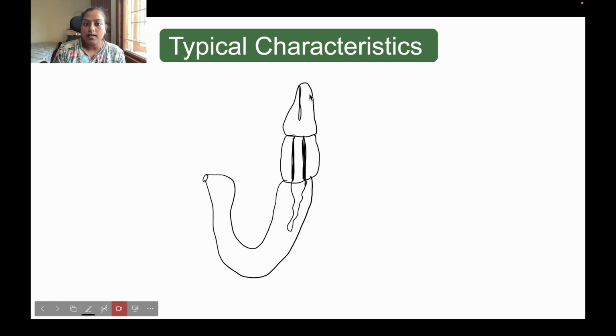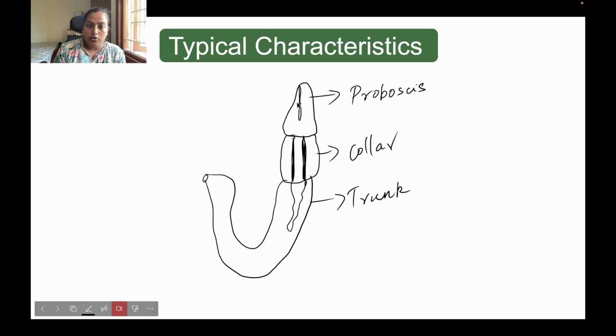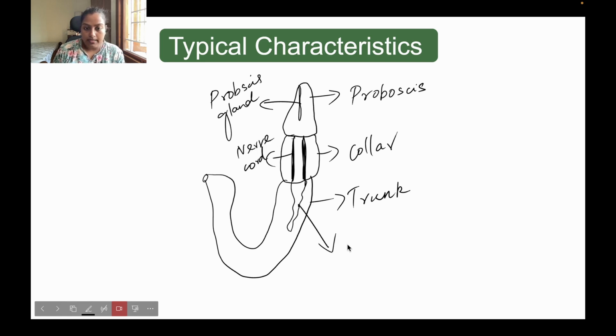Okay, so what is this now? This portion is called proboscis. This is called collar. This is called trunk. And this, what you see here, is a proboscis gland. This is a nerve cord. And this is hepatic caeca. And this is anus. Okay.